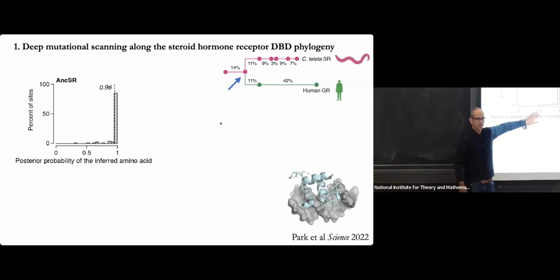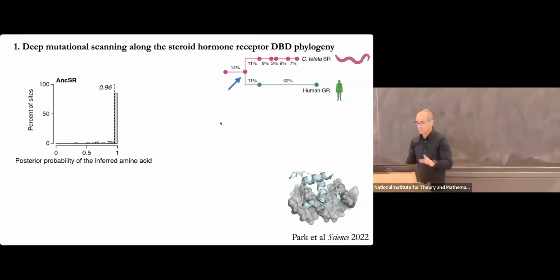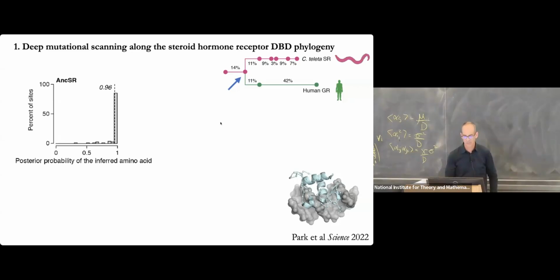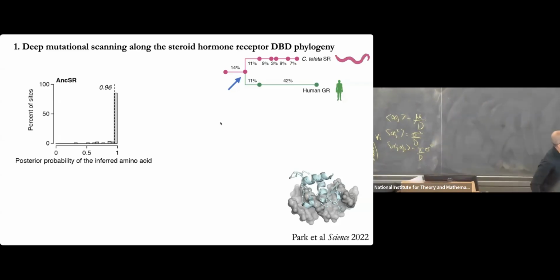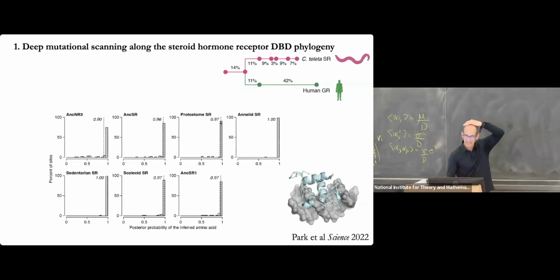The reconstruction has quite high confidence. This is a histogram of maximum posterior probabilities across sites. Mean of 0.96. The vast majority of sites have no ambiguity whatsoever. That's for this ancestor that I'm going to talk about numerous times, the ancestral steroid receptor, and then here are the other ancestors, similar high confidence in the ancestral reconstruction.